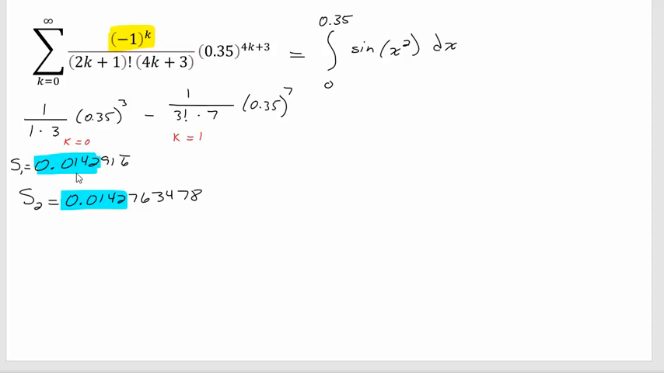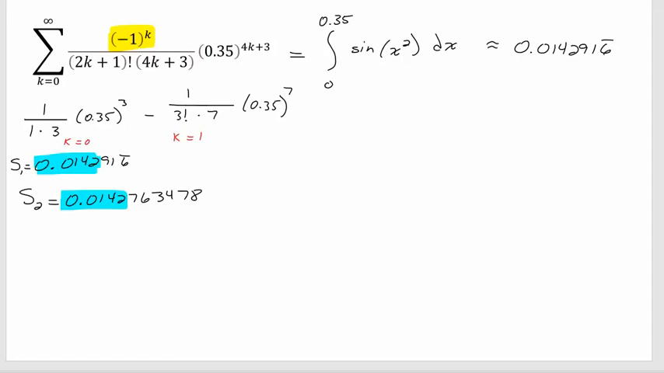So it only took one term, and we know that this is approximately 0.0142916, repeating approximately, right? Okay. So let's remember something else about this series. This is an alternating series.